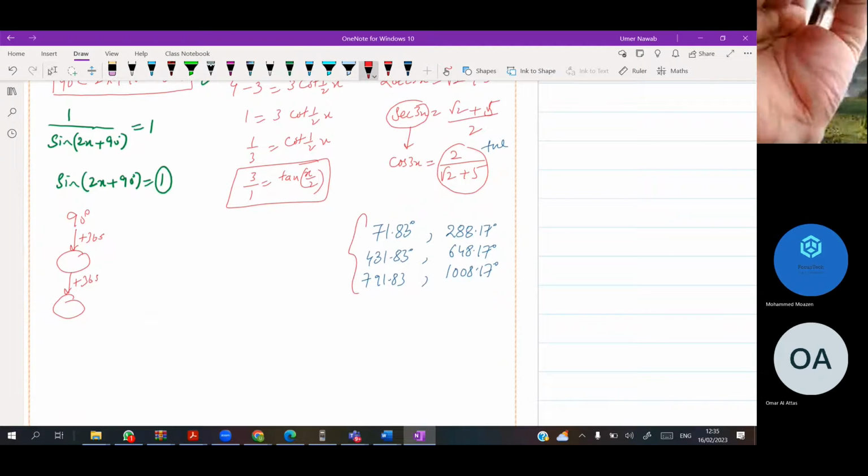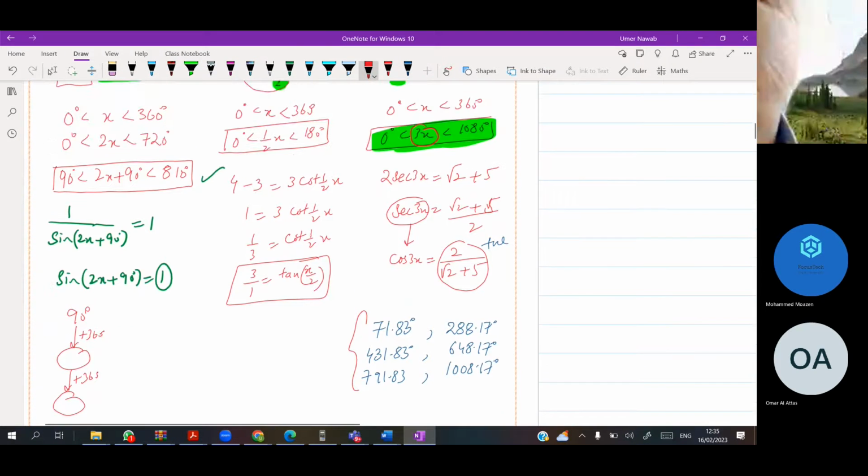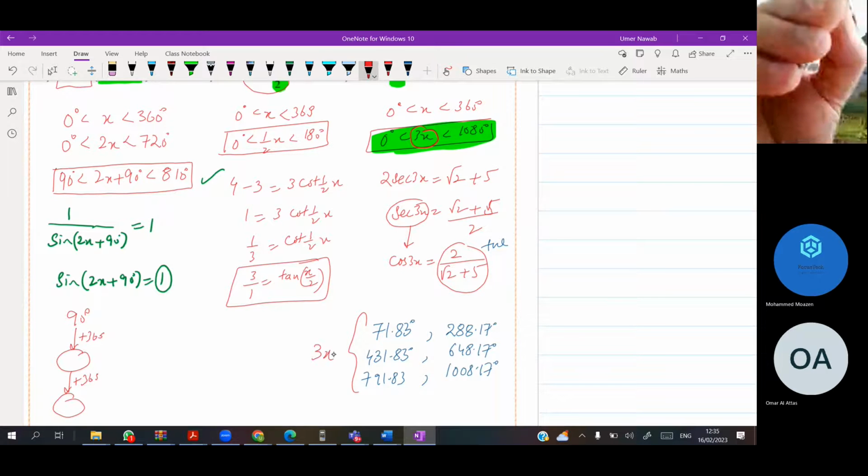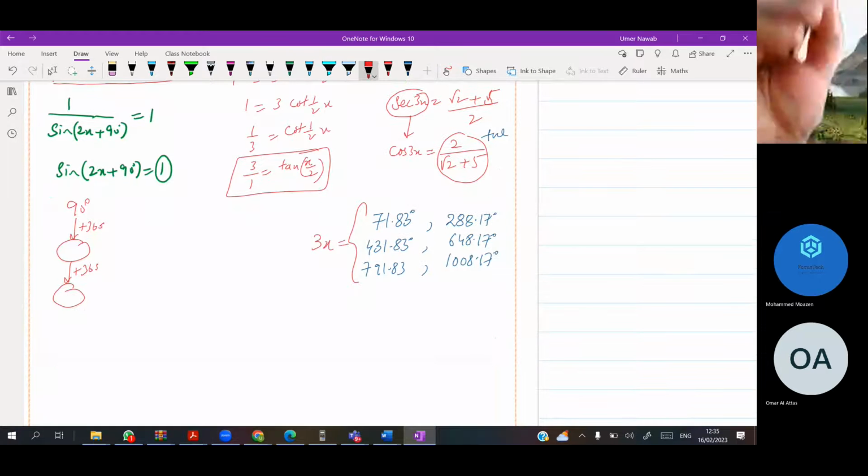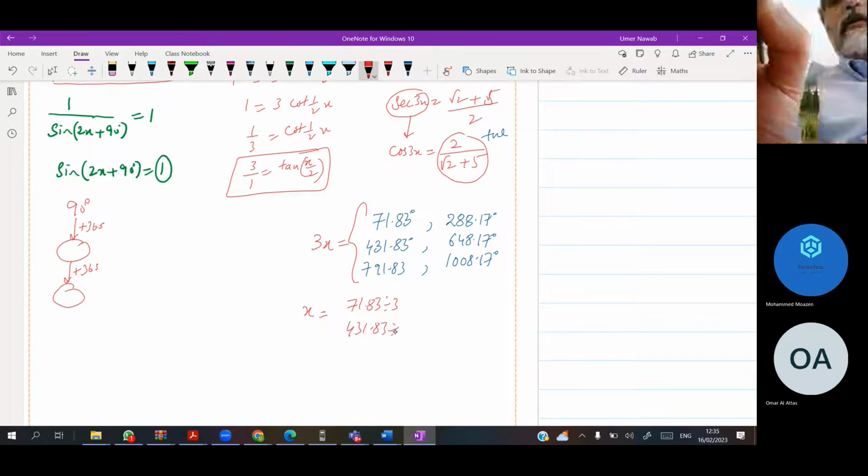No. All these answers are basically equal to 3x. If in the exam you stop here, you will lose 1 accuracy mark. You have to write x is equal to 71.83 divided by 3, 431.83 divided by 3, and so on. You understand my point?